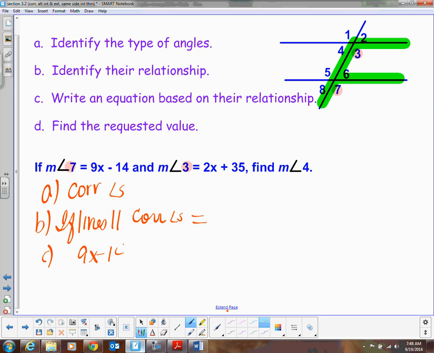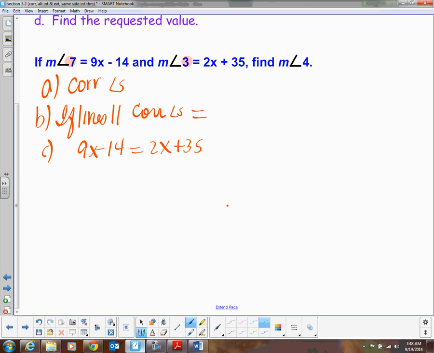9x minus 14, excellent, equals 2x plus 35. So now all we have to do is some equation solving. I'm going to subtract 2x. I'm going to add 14. So I'll end up with 7x equals 49. Oh, what a nice problem. So x is going to be 7.